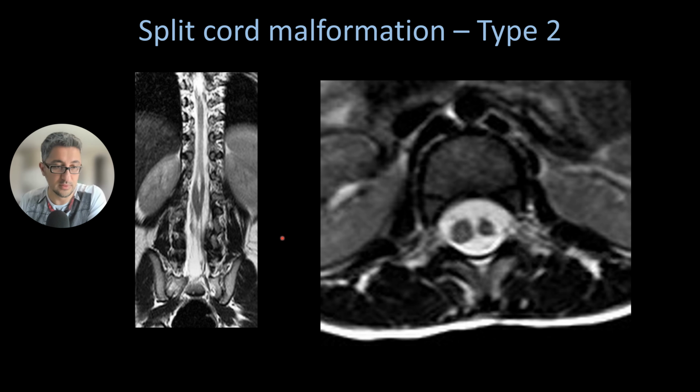Type 2 is the milder form of type 1. Basically, there is no septation and the cord can fuse again. Here, the cord is normal here and normal distally, but there is splitting in between, and on the axial we can see that. There is no septum in this case.